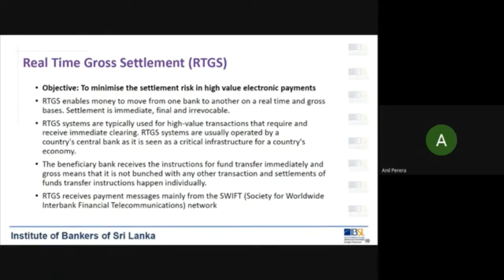In Sri Lanka, banks are using this, but customers generally don't use it, right? Customers are not doing transactions of 50 million or 100 million at once. Simple customers don't. But mainly the banks use this facility for their large value payments. So this is provided and supported by the central bank for large value and time critical payments.